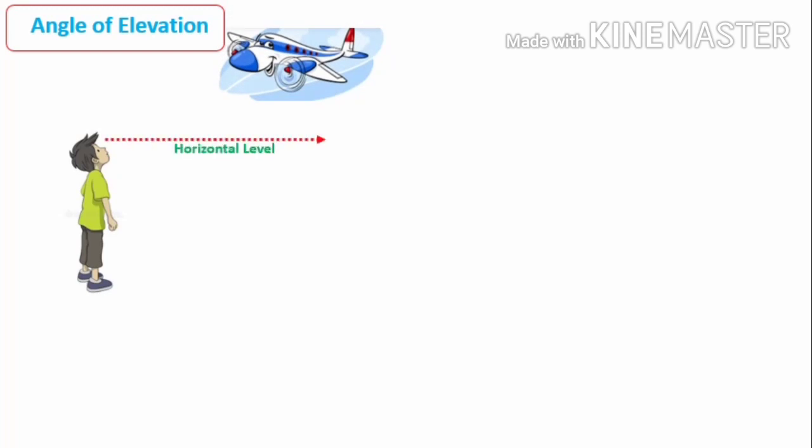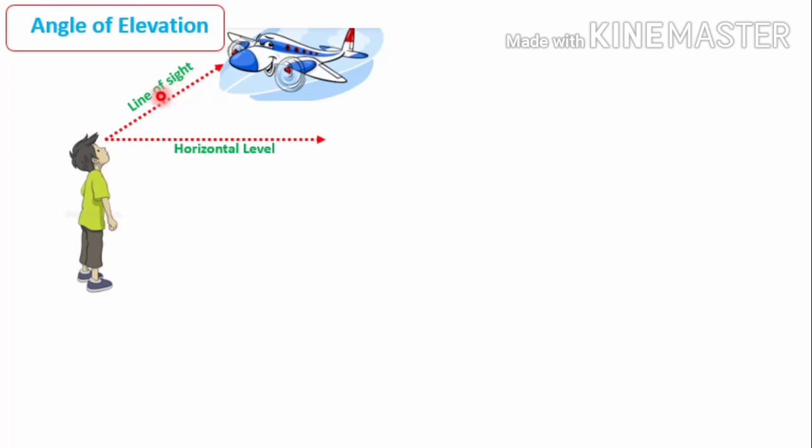The next point is angle of elevation. Suppose if we want to observe an object which is above our head, we must raise our head. For example, a boy who is standing on the ground observes an aeroplane which is flying in the sky. Here, the horizontal level goes this way. Horizontal level we have already discussed. The line which is parallel to the ground and passing through the eye of the observer. And the line of sight goes this way.